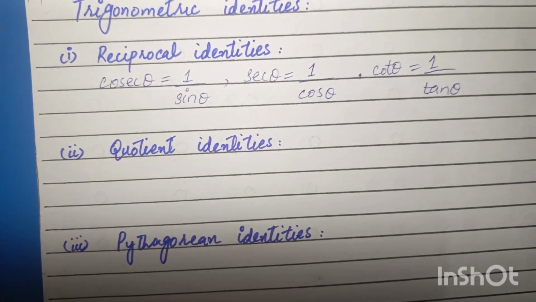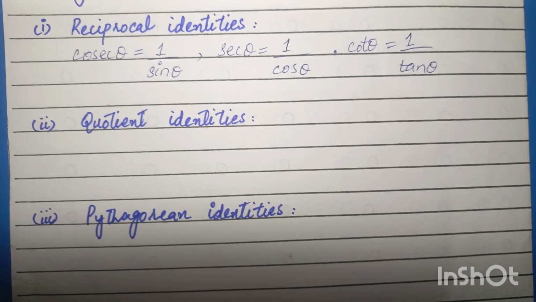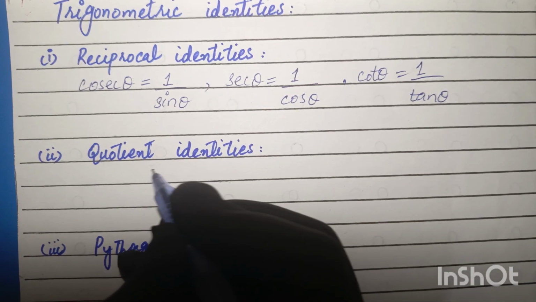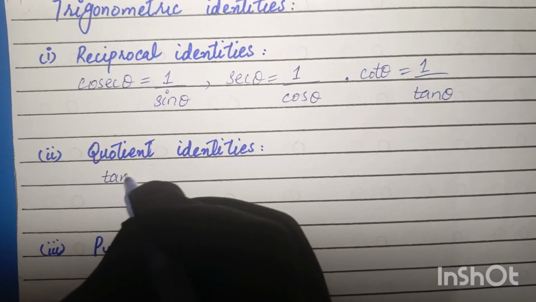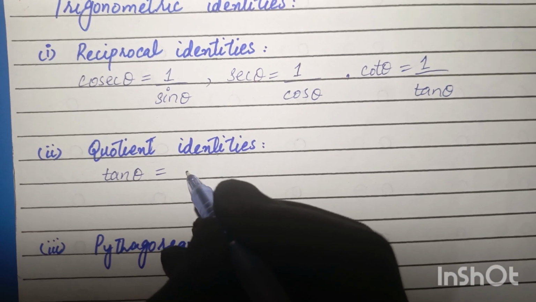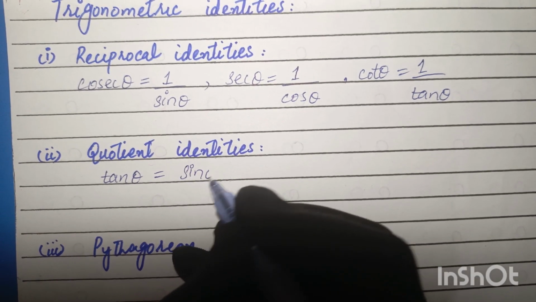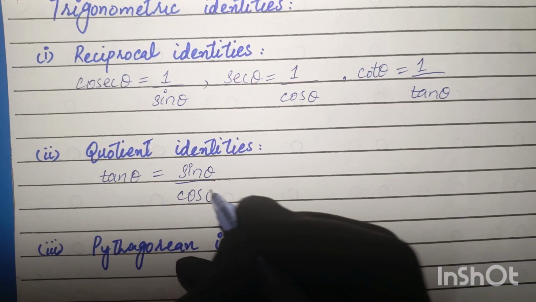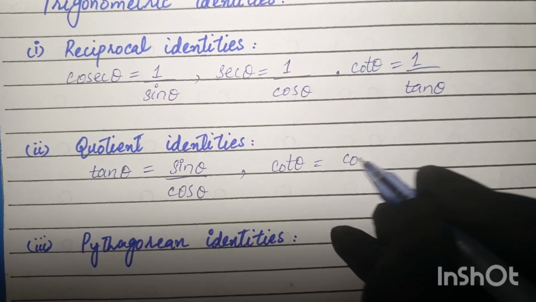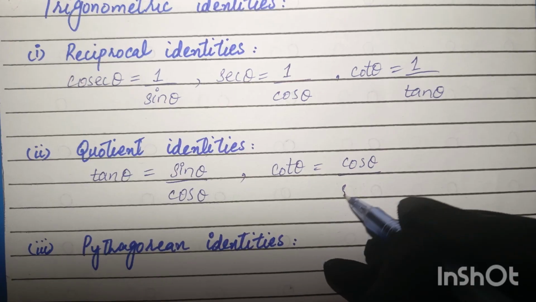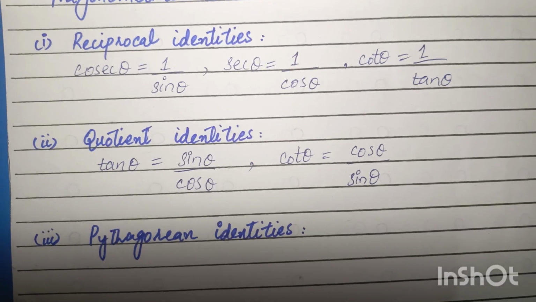Second one is quotient identities. As the name indicates, it will be a quotient of two trigonometric identities. For example, here is a quotient identity which is tan theta, which is the quotient of sine theta and cos theta. Second one is cot theta, which is equal to cos theta divided by sine theta.